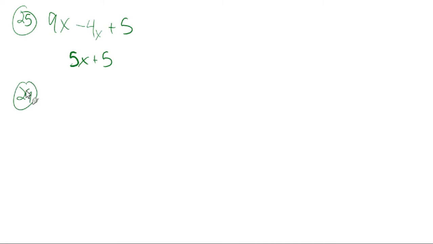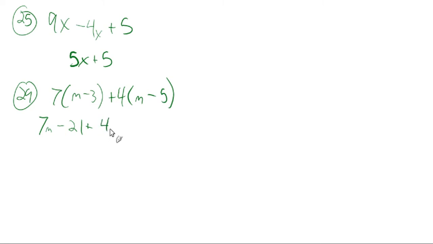Let's look at 29. 7 times m minus 3 plus 4 times m minus 5. We got an m over here. We got numbers all over the place. Let's see if we can simplify or clean this up. We can use the distributive property here. Now it gives us 7m minus 21, right? 7 times negative 3 is negative 21, plus, distribute the 4, 4m minus 20.